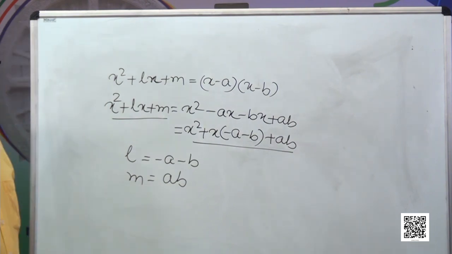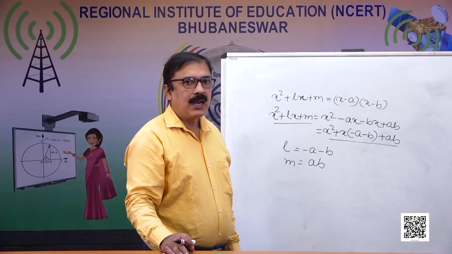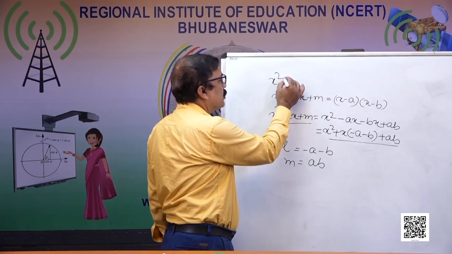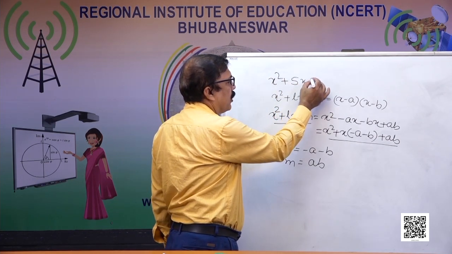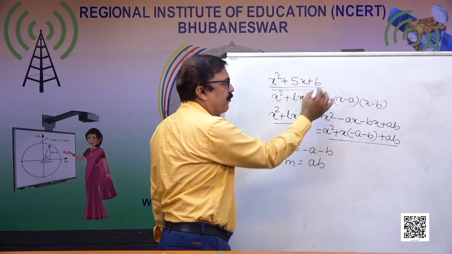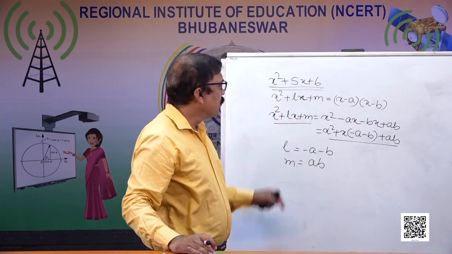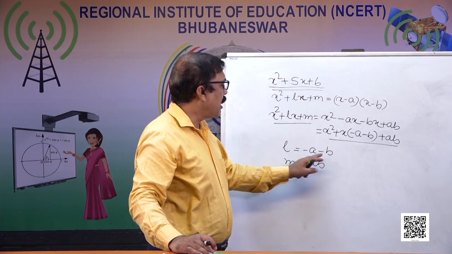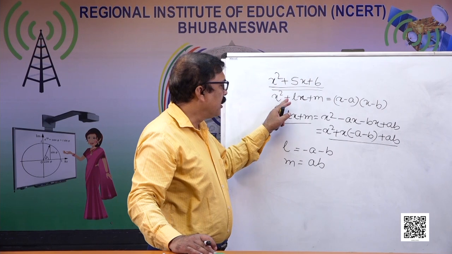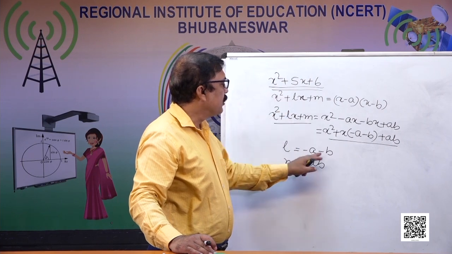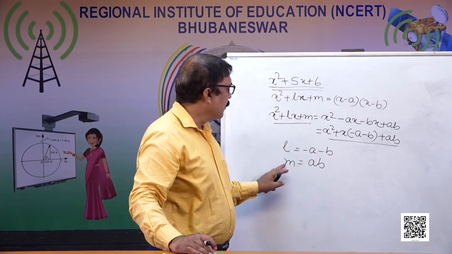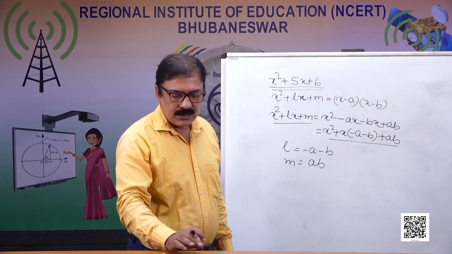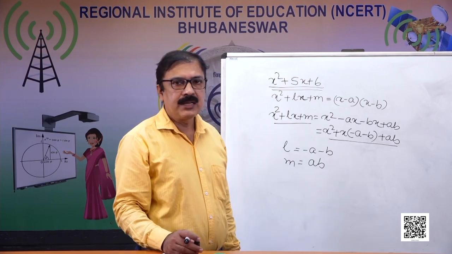So whenever we have an equation of this type, say x square plus 5x plus 6, in such problems we always look for two numbers a and b, such that the middle term is the sum of these two numbers, and m is the product of those two numbers. We'll see it in an example.